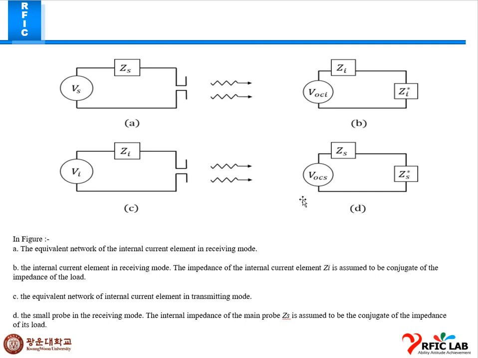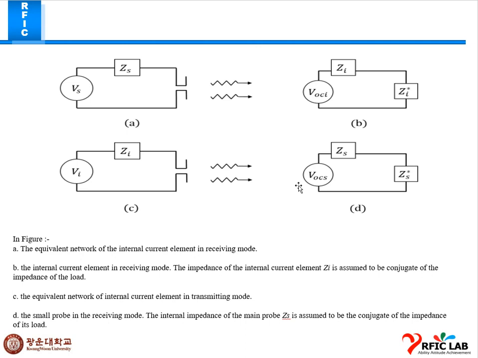Now I'm going to explain these four figures, how the network works for the internal current element, and how the receiving mode and transmitting mode happen. In the first figure, there is an equivalent network for the internal current element in receiving mode. In the second figure, the impedance of the internal current element, Zi, is assumed to be the conjugate of the impedance of its load, in receiving mode. In figure C, this is the equivalent network for the internal current element in transmitting mode.